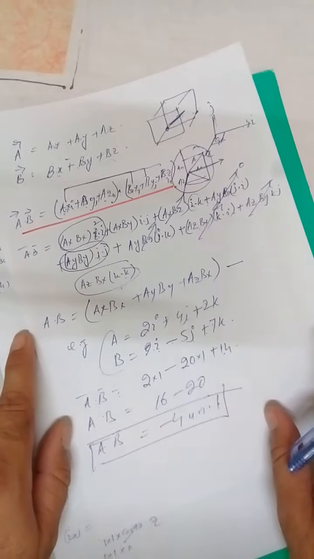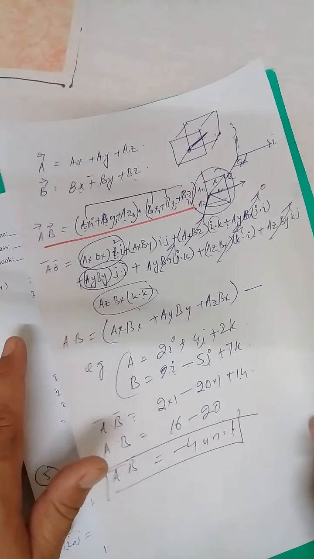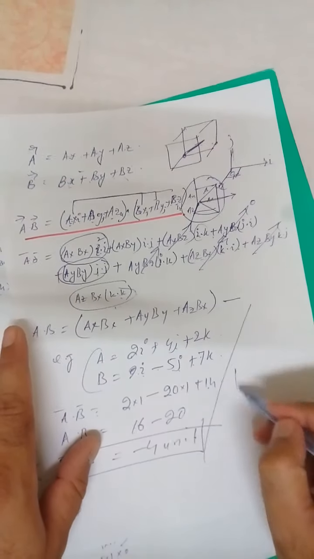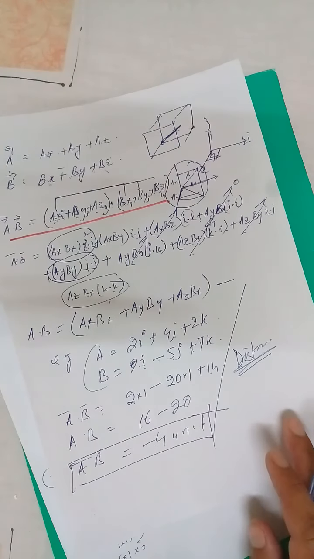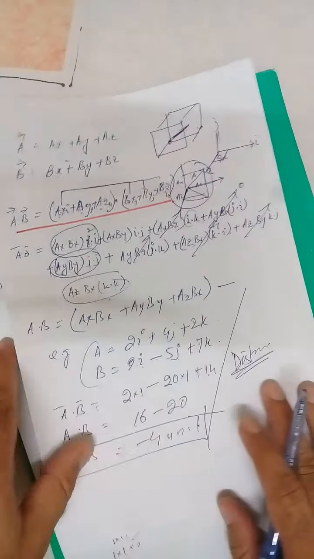So this is all about the characteristics of the dot product of vectors. There is another property, which is called the distributive property, but there is no need to do it because it's for higher classes.